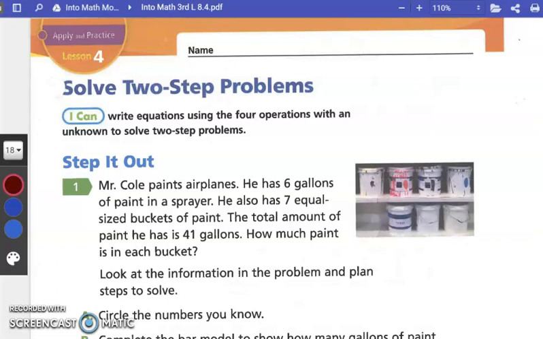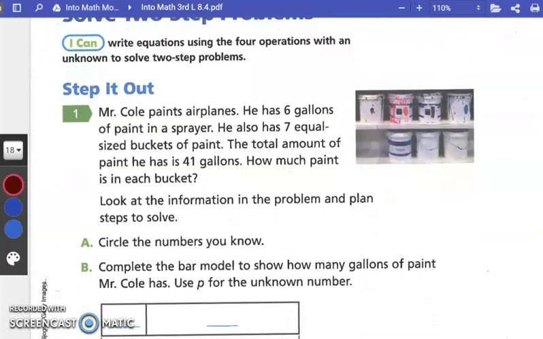Sometimes we just need to slow down and really read the problem. Sometimes we have a tendency just to look at the numbers and not really read what they want. So let's read this, step it out. Mr. Cole paints airplanes. He has 6 gallons of paint in a sprayer. You ever seen a paint sprayer? Yeah, you go kind of like a car wash, only it's paint.